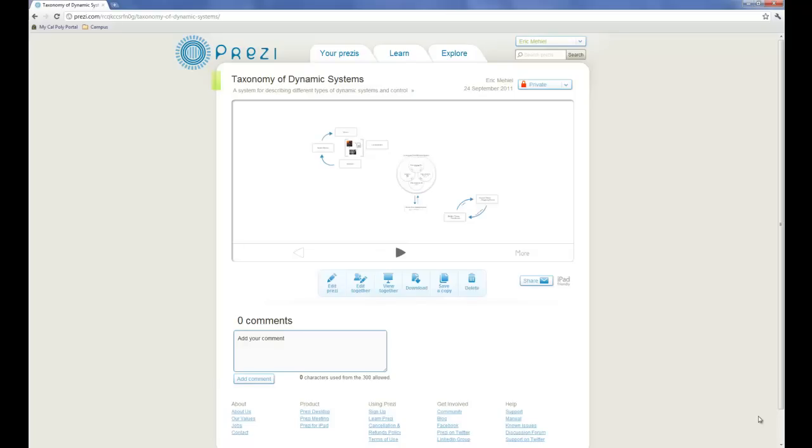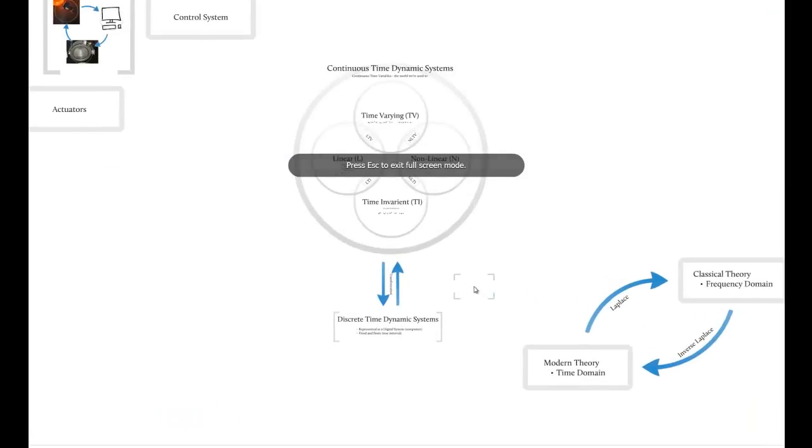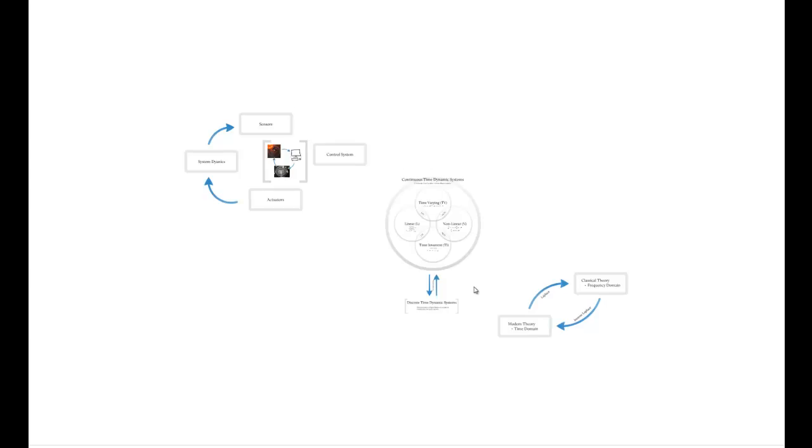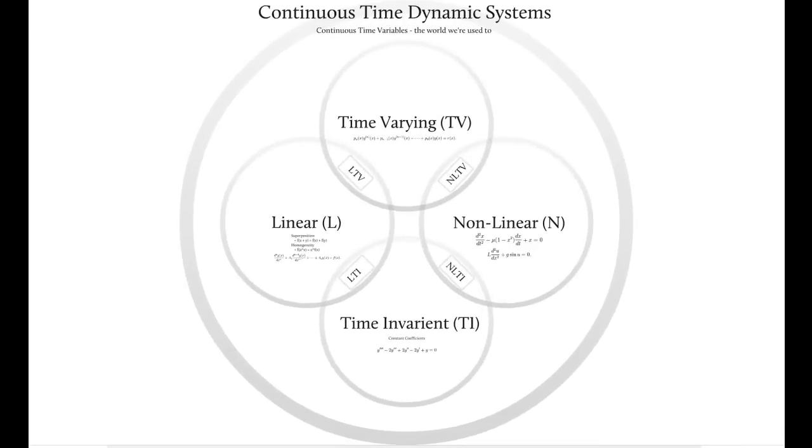Alright, in this mini lecture we're going to look at a way of classifying different types of dynamic systems and control systems. So I'll go ahead and start the presentation. There are fundamentally three different ways of looking at control systems and dynamic systems. And we're going to start with the first way of looking at things that we're all very used to, which is the continuous time dynamic systems.